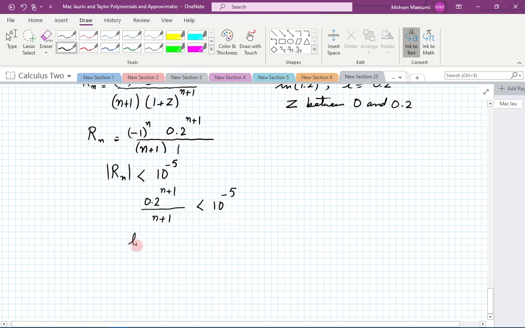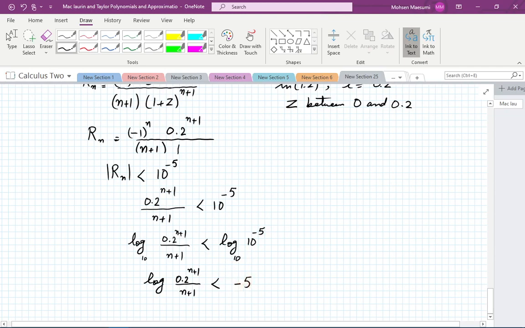Let's take a logarithm. This is just the common logarithm, that's logarithm in base 10, of 0.2 to the power of n plus 1 over n plus 1, and we want this to be less than the logarithm, again in base 10, not natural logarithm, so that it's easy. Now what's the logarithm of 10 to the power of minus 5? Do you remember that? That's of course just minus 5.